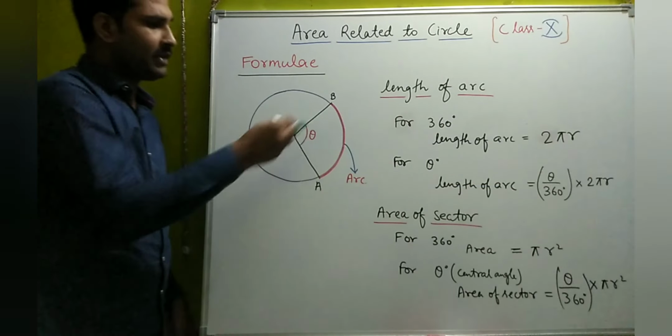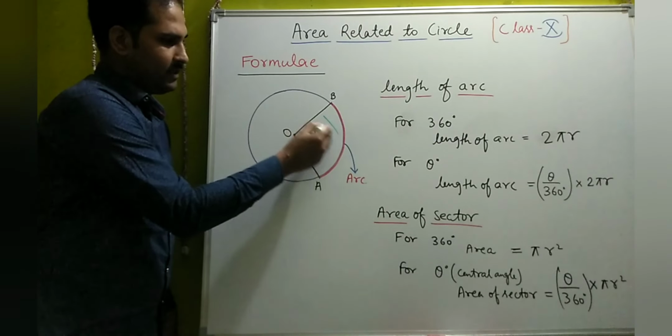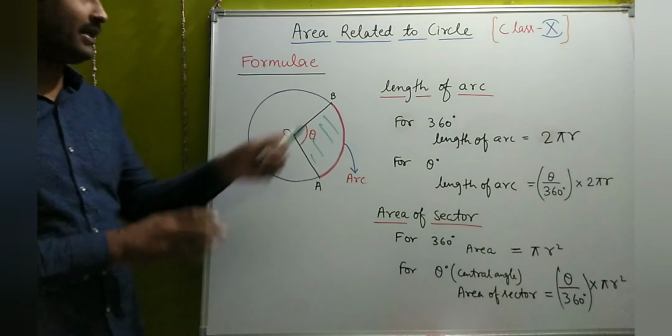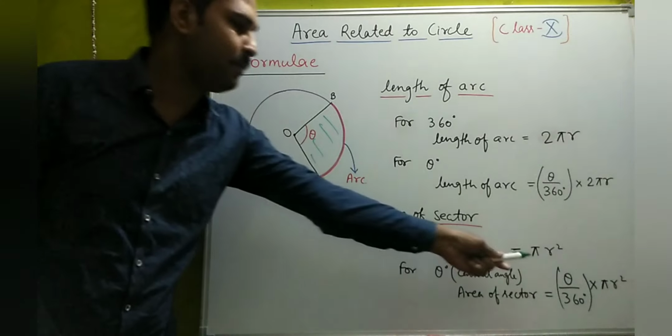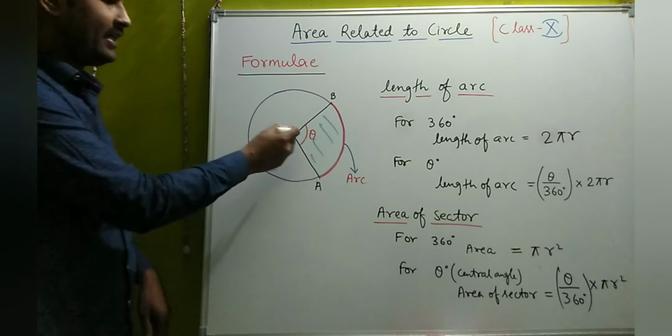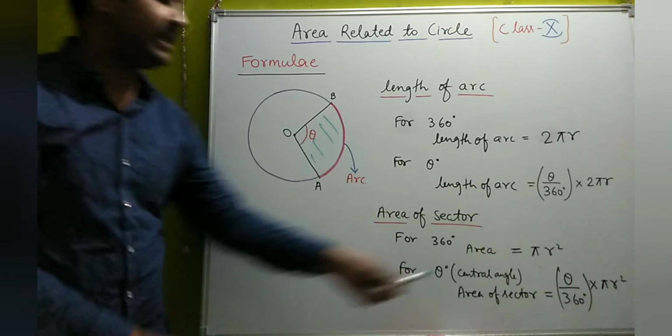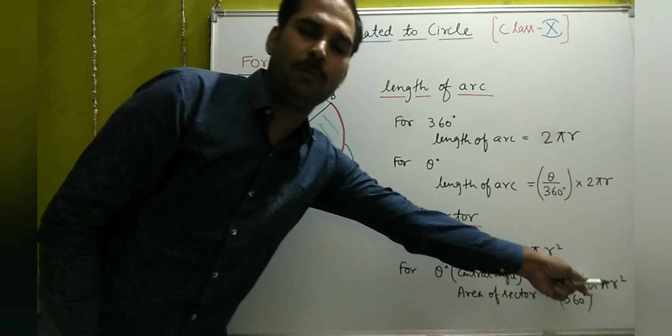Same also with the area of sector, this region. So the area of sector for the complete angle 360 degrees will be pi r square. So for theta degrees, that is the central angle, it will be theta upon 360 into pi r square.